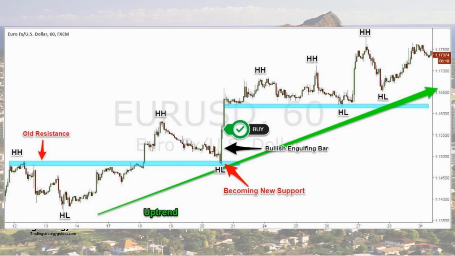The main advantage of trend trading is that it offers low risk and high probability trades. The reason why trend trading is superior to other forms of trading is the tremendous profit potential that can be made in case we catch a sustained trend.